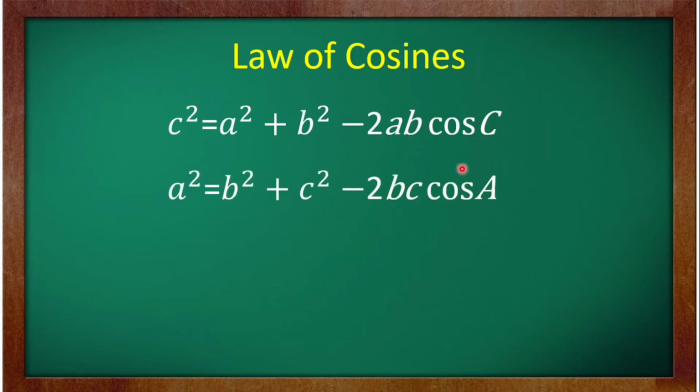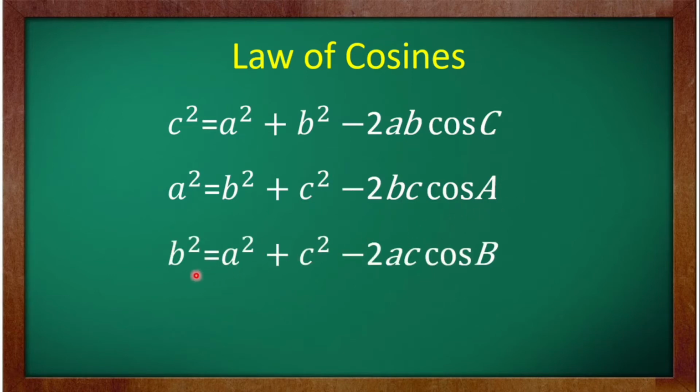And we can use also this one. A squared, so kung a yan, therefore angle A yung nandito sa dulo. And b squared plus c squared, so bc, kaya minus 2bc cosine A. And also we can use this one. B squared is equal to a squared plus c squared minus 2ac cosine B. Now, pwede natin gamitin itong tatlong to depende sa given values. Now, let us apply this law of cosines in solving triangles.